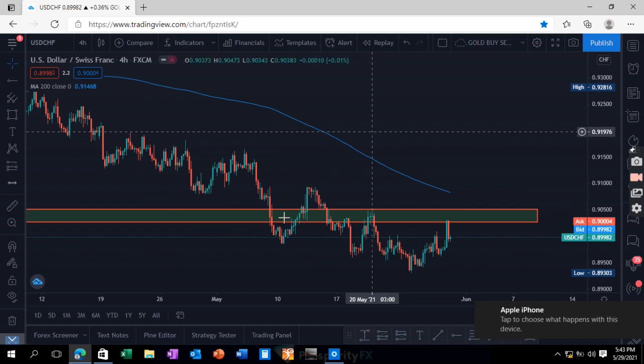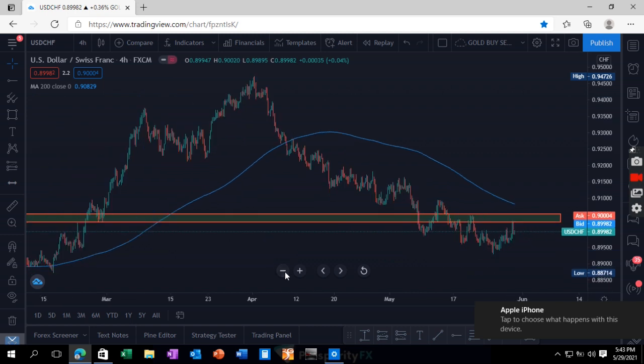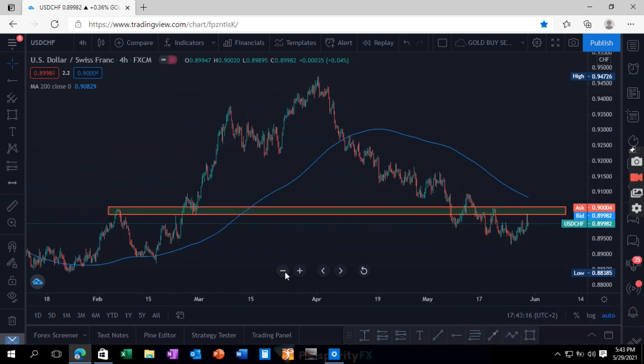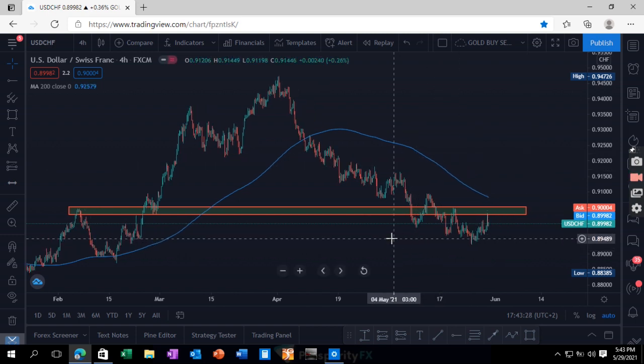So therefore, that gives me some confidence, because I know there's a good chance that price may still be in a downtrend. Okay, and look at this. Our 200 moving average is still above price. Therefore, we look for selling opportunities. All right, so we're seeing something here.